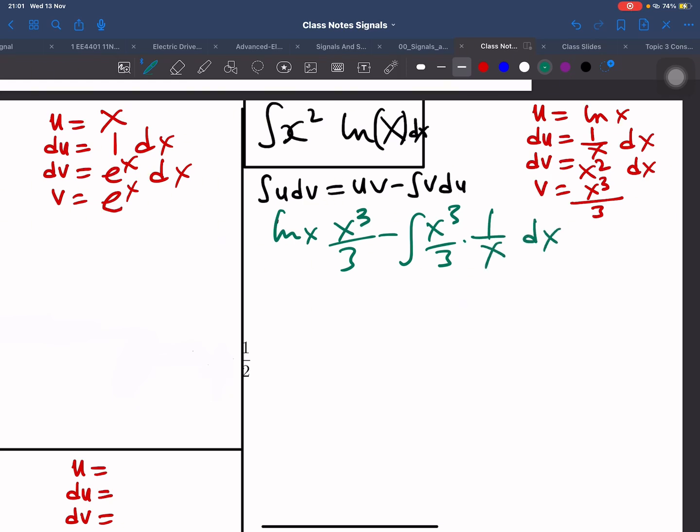So now when we meet something like this, what you need to do is very simple. You let one x cancel one x. Then we now rearrange the equation. We now have 1 over 3 x cubed ln x minus, when you integrate x squared, what you have is x cubed over 3.